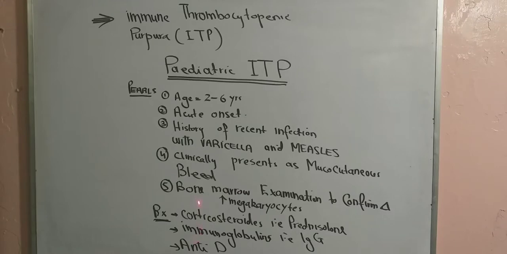What can be the probable treatment of the ITP in the children? It can be the corticosteroids, like they can put on the prednisolone. Patient can be put on the immunoglobulins, which has got a much better response, like the immunoglobulin G. You may need to use the anti-D in these patients who are children and had developed the pediatric ITP.